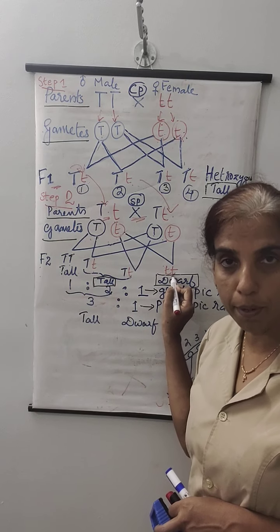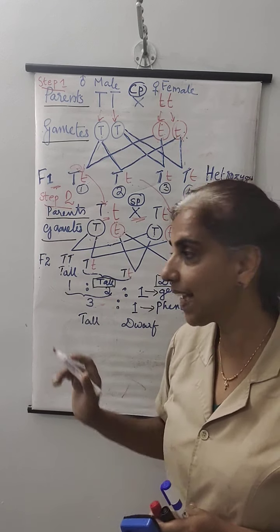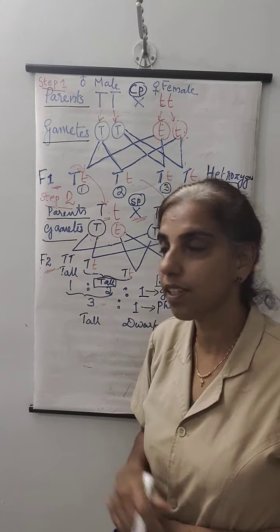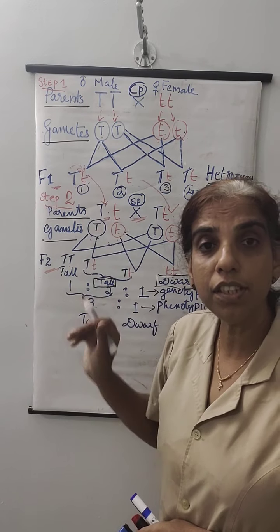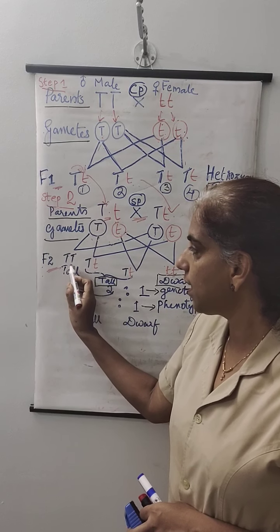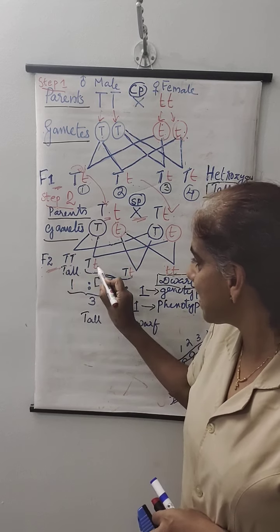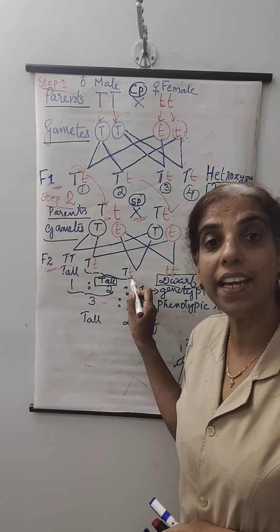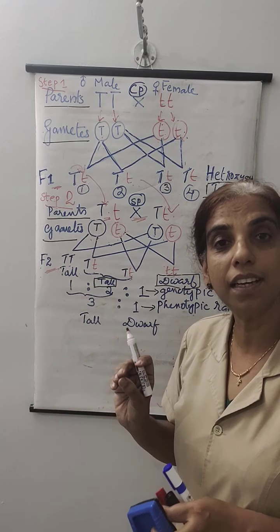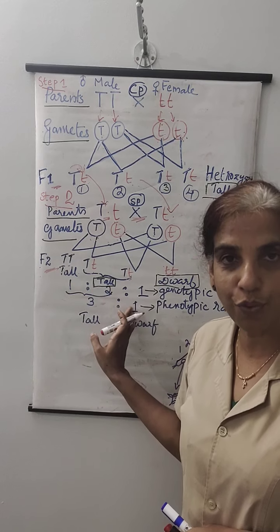Fourth probability, fourth option. So from this you can understand that the second generation, F2 generation, is totally different. The F1 generation all were tall, heterozygous tall. But look here, the first plant is homozygous tall. Second and third plants are heterozygous tall. And the fourth plant is a dwarf plant. So entirely different results we are getting.